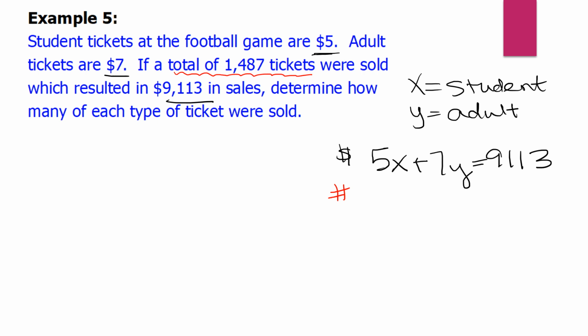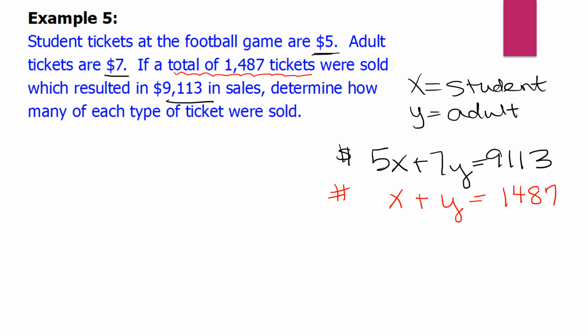Okay, so the number of tickets. How many student tickets were sold? We don't know. And how many adult tickets? We don't know again, but that has a sum of 1,487 tickets. Okay, so those are our two linear equations.